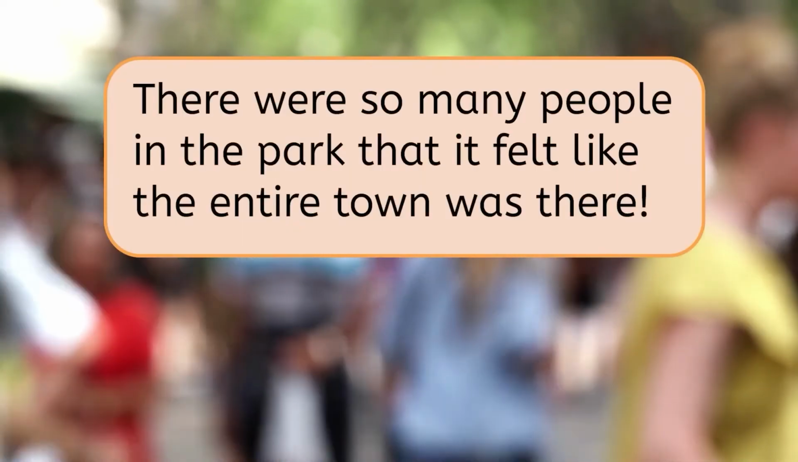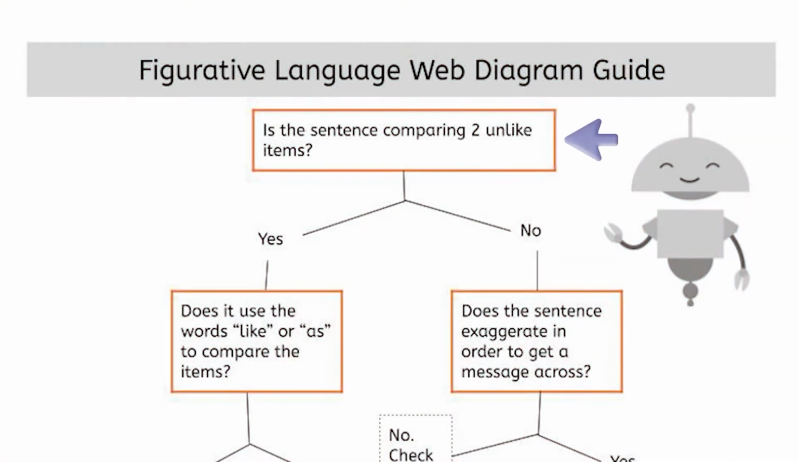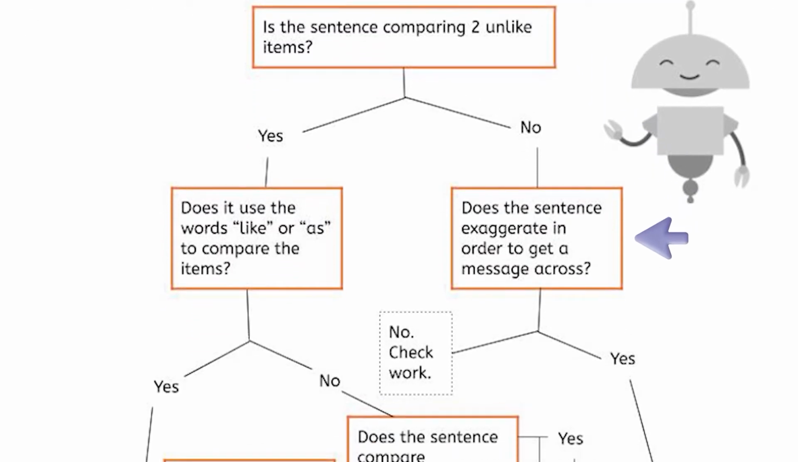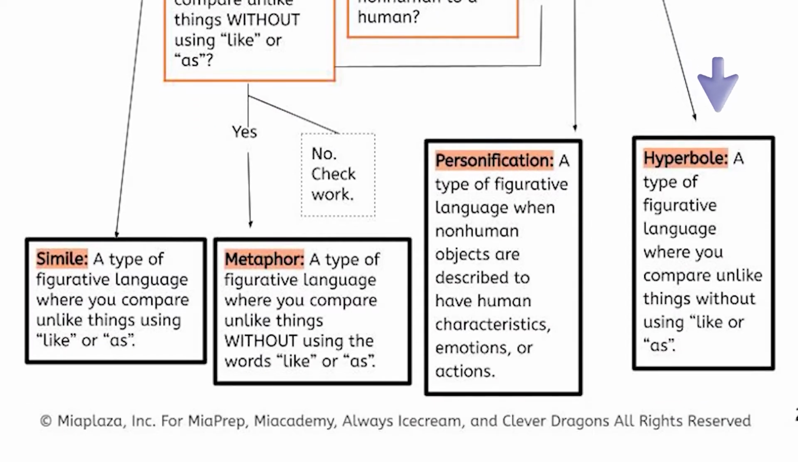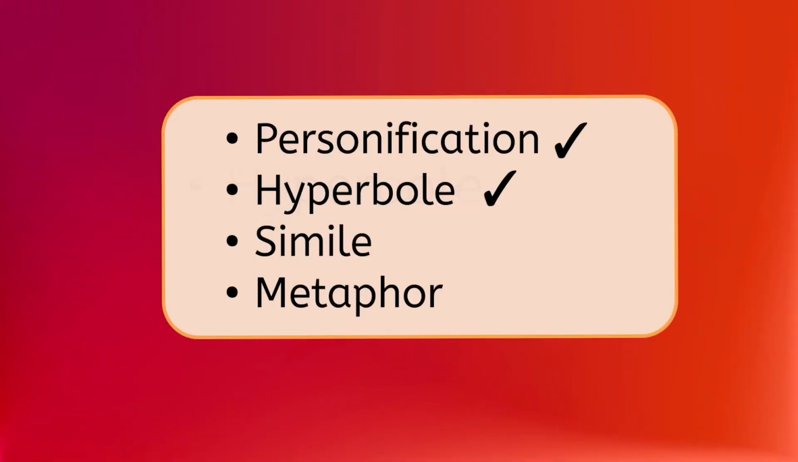Let's use the guide to check if this is a hyperbole. So is this comparing two unlike items? Looking at this sentence, I think that is definitely a no. Following this line, it is asking, does this sentence exaggerate to get a message across? Well, that would be a yes. It looks like this is a hyperbole. Now we can check off hyperbole from our to-do list.